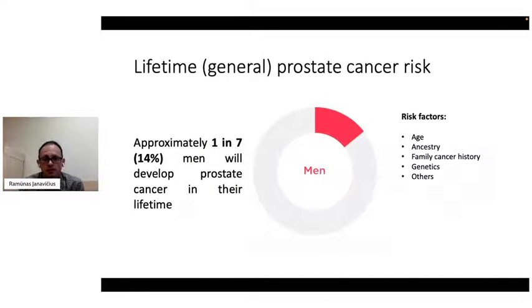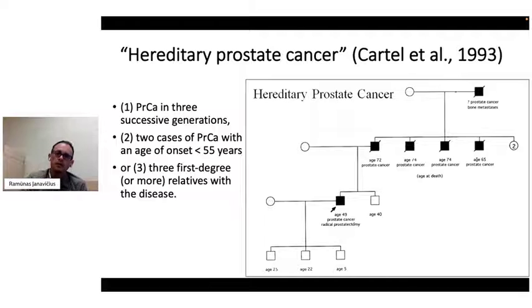Approximately 14% of men will have prostate cancer in their lives, the so-called general lifetime risk of prostate cancer, with several risk factors, with age being important, and there is predisposition from family cancer history as well as genetics.